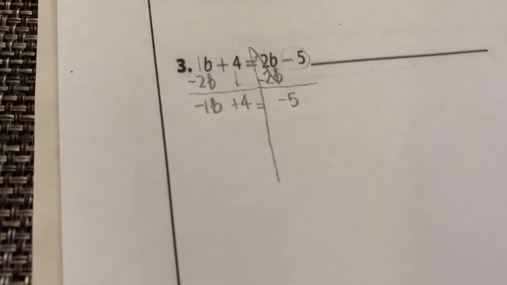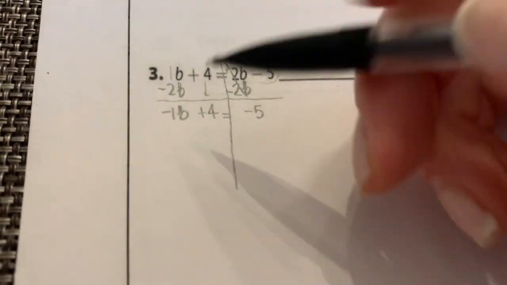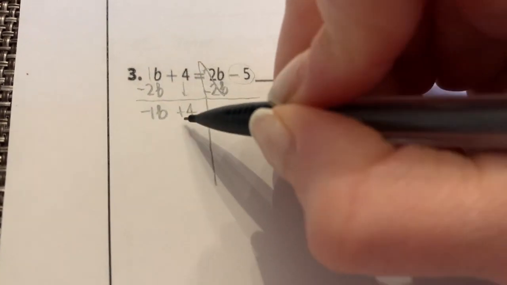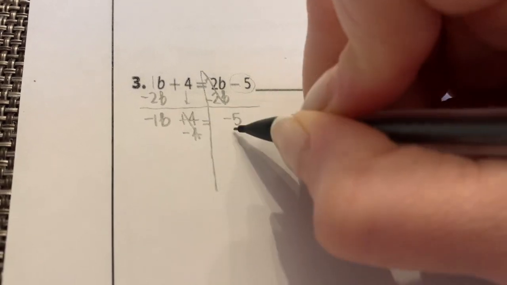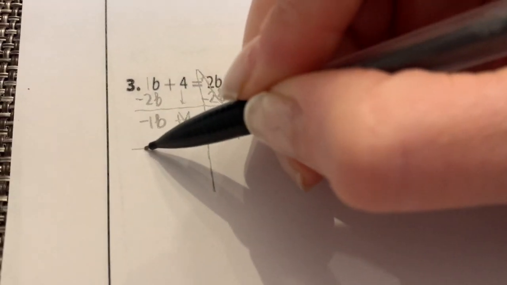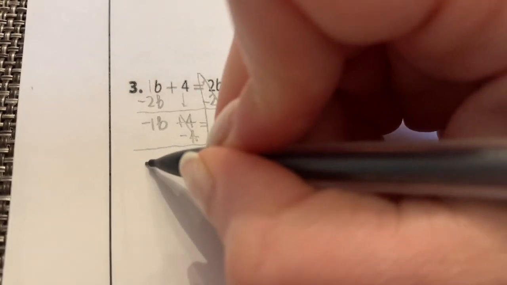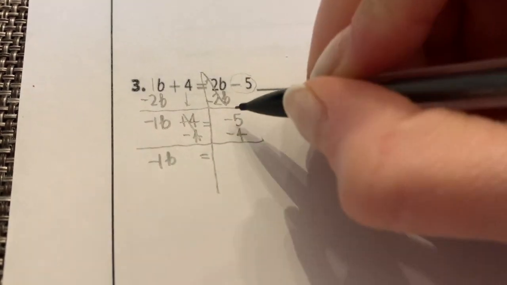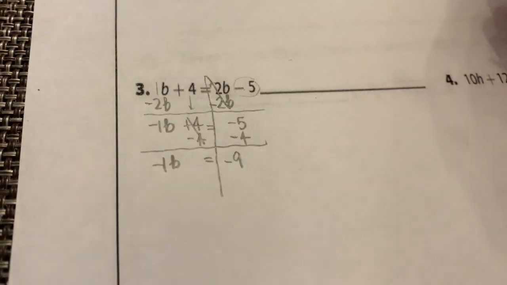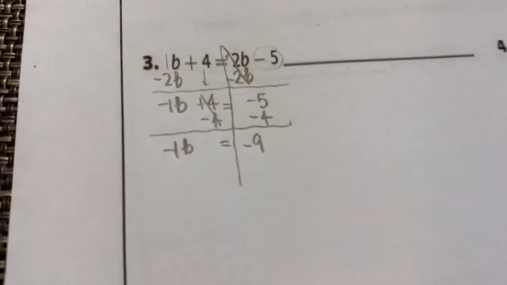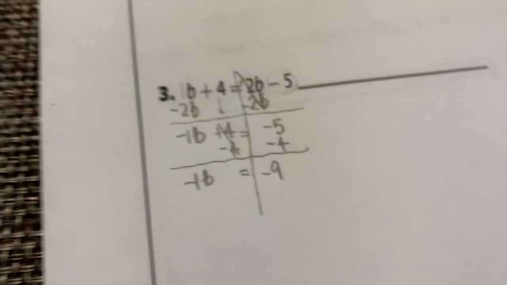Okay? Our next step is to move any constants over. So I have this positive 4, so I'm going to do the opposite of adding 4, which is subtracting 4. What I do to one side, I do to the other. And that leaves me with my negative 1b is equal to negative 5 minus 4, same sign, add and keep, negative 9. Now, I need b by itself.